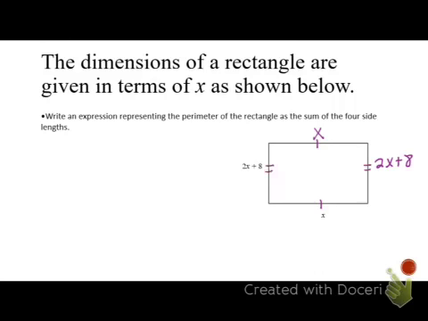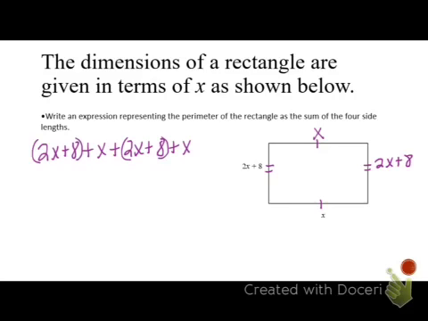So if we're looking for the perimeter to be given as a sum, we want to add the 4 side lengths together. So that might be 2x plus 8 plus x plus 2x plus 8 plus x. This represents all 4 sides being added together. And there can be many variations of this.